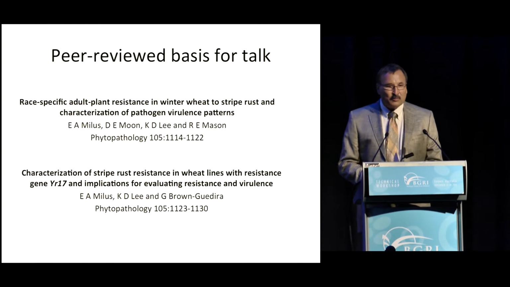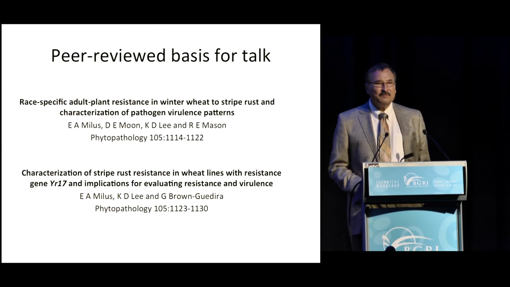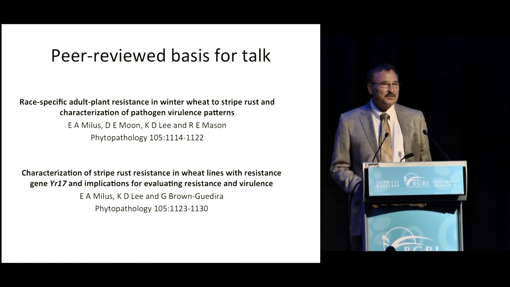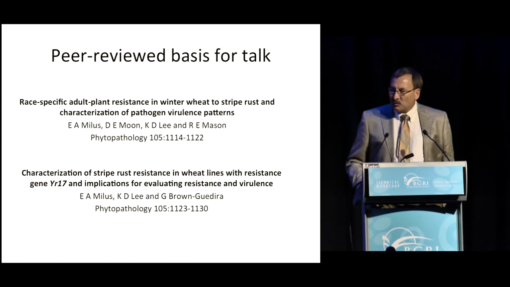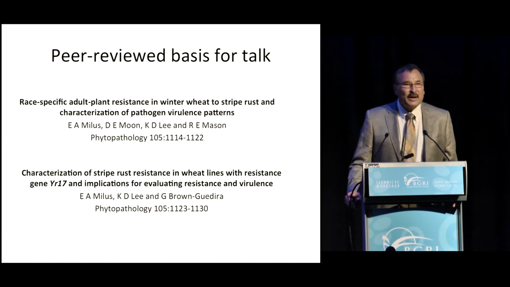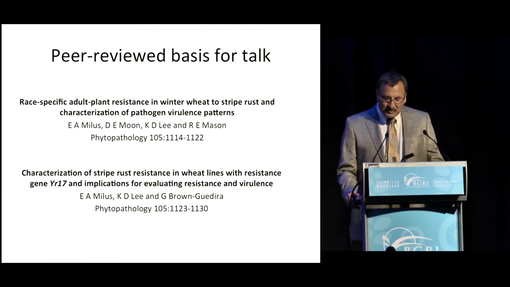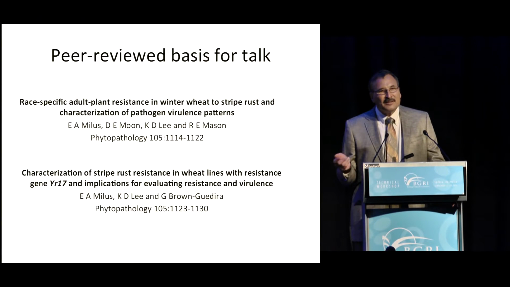Now, the basis for this talk is explained in two recent publications in Phytopathology that came out in the August issue. The first is race-specific adult plant resistance in winter wheat to stripe rust and characterization of pathogen virulence patterns. And the second, characterization of stripe rust resistance in wheat lines with resistance gene Yr17 and implications for evaluating resistance and virulence. I can't tell you everything in this talk, and I'm sure I'll forget to say something that I intended to say, so I refer you to these publications for the full details.